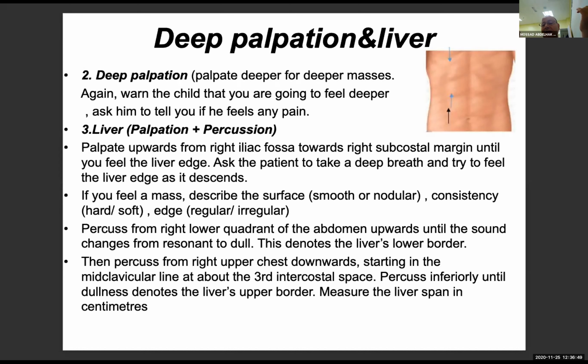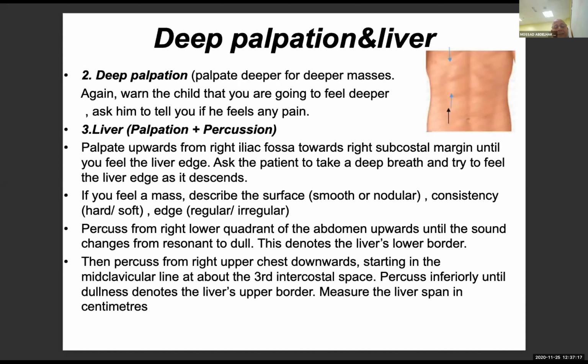If it is nodular, you must think about something dangerous like tumors or others. What is the consistency? If it is just soft, maybe more benign, but if it is hard, what about the edge? Is it regular or irregular? So you must be able to comment at the end, this patient has hepatosplenomegaly, and so on. The liver looks soft, moving with respiration, and its edge is regular, like that, okay?